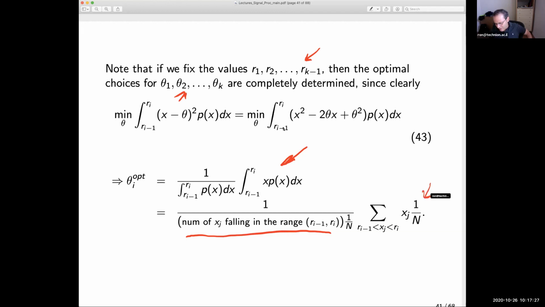So I have this 1 over n here, and I have this division by 1 over n, so these two would go out. So what I would have is nothing but the average of all the points sitting in an interval. So if somebody is giving me Ri minus 1 and Ri, my optimal representation of all points sitting in this interval would be nothing but the average of all these points, okay? So it would probably be somewhere here. Okay, next.